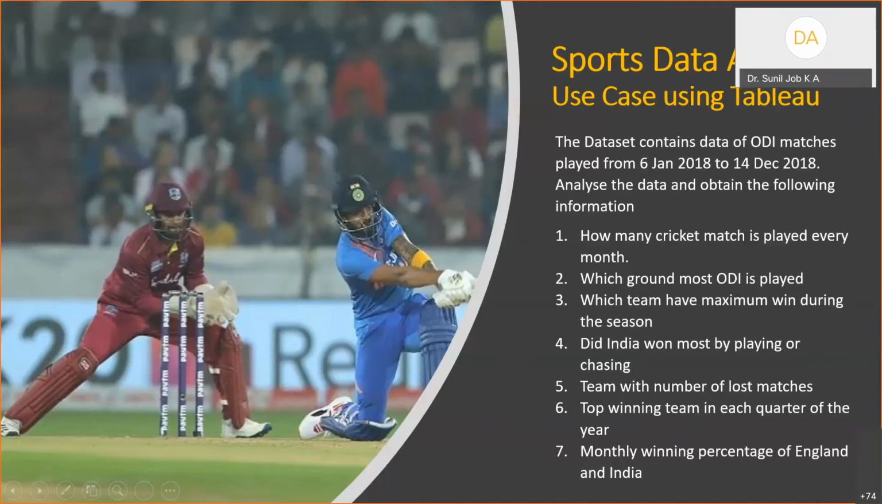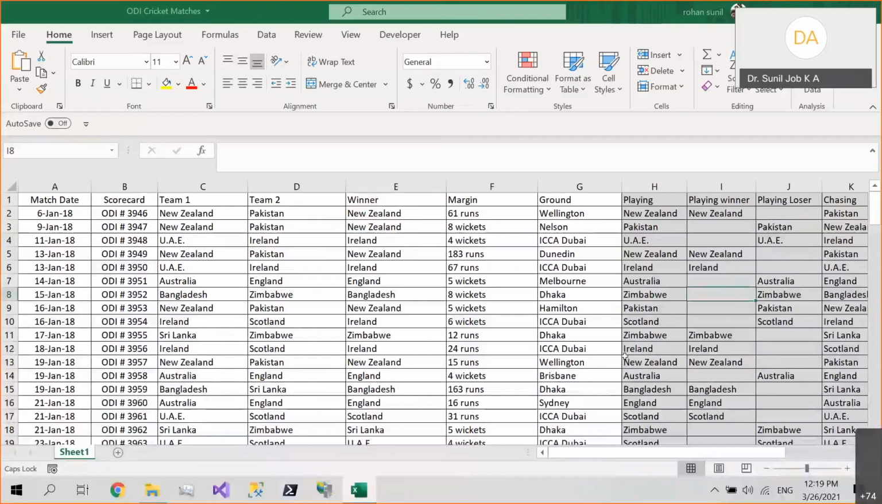So now let us go into the data set which has been here. For this, I'm just changing the screen. So this is the data set which has been available. You can just see the data set.